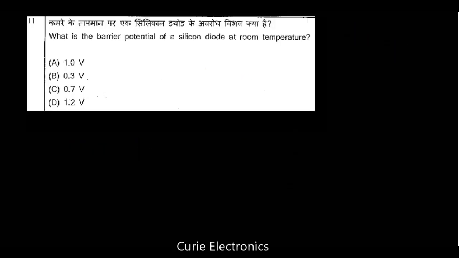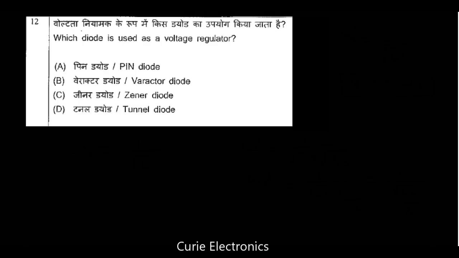What is the barrier potential of a silicon diode at room temperature? It is 0.7 volt. Which diode is used as a voltage regulator? We know it is the Zener diode. What is the specialty of this tunnel diode? It is the heavily doped diode.